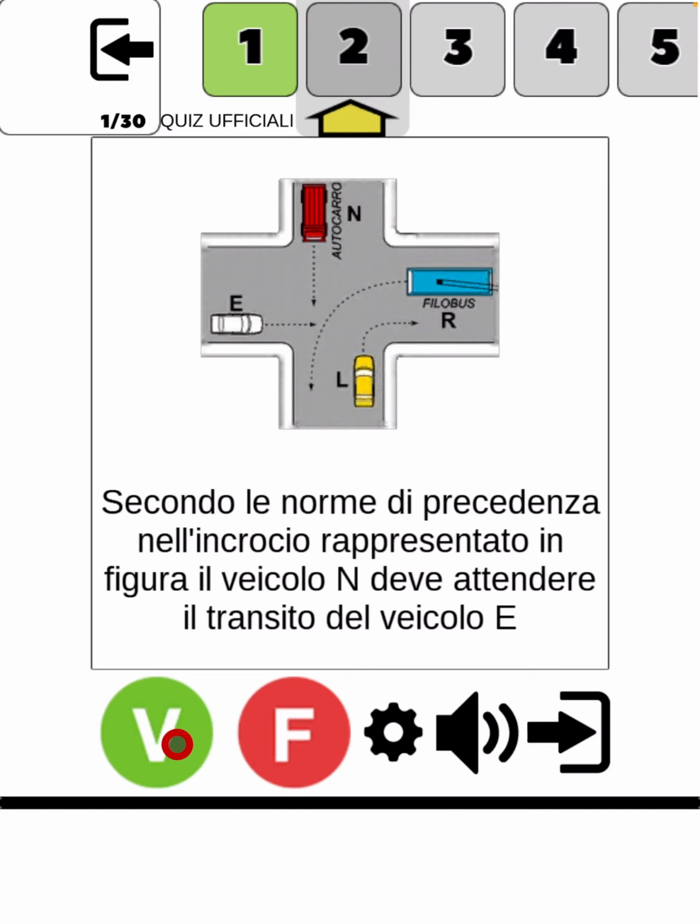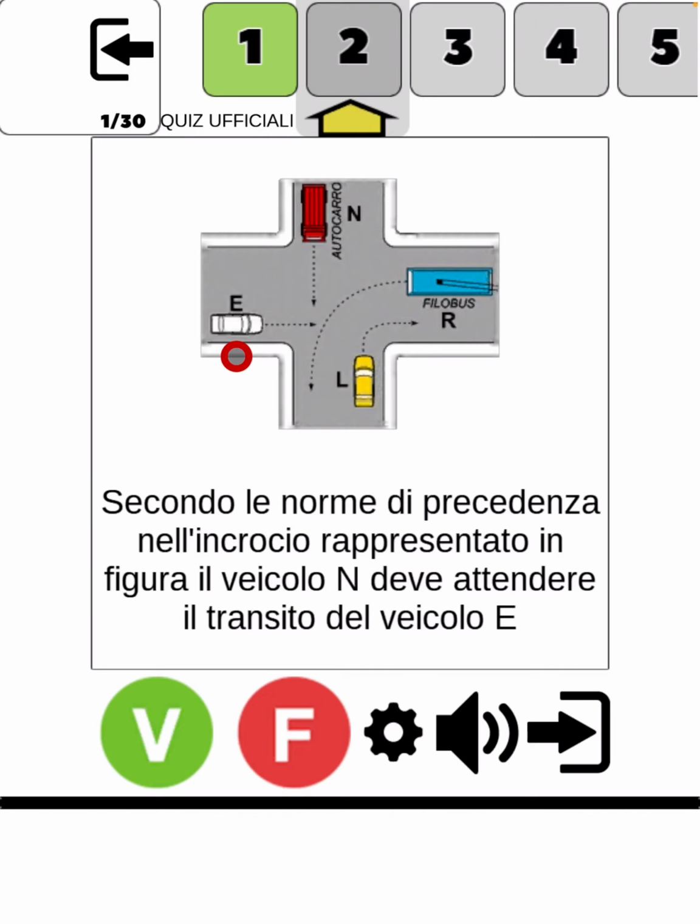Secondo la nome di precedenza nell'incrocio rappresentato in figura, il veicolo N deve attendere il transito e veicolo E. According to the precedence rules at the intersection shown in the figure, vehicle N must wait for vehicle E to pass. Vehicle N must wait for vehicle E to pass.